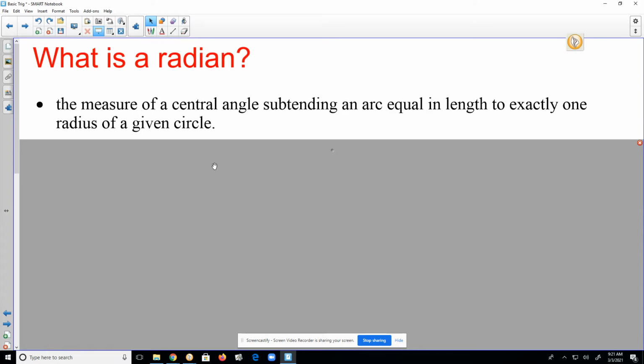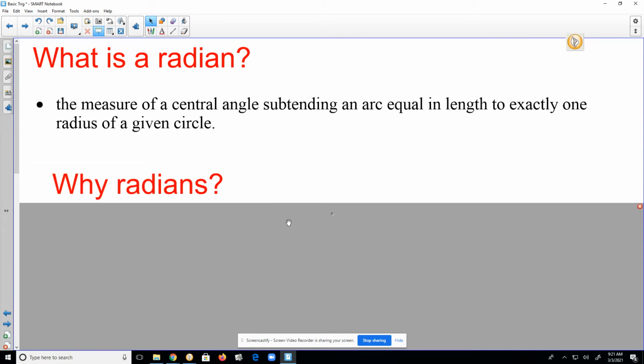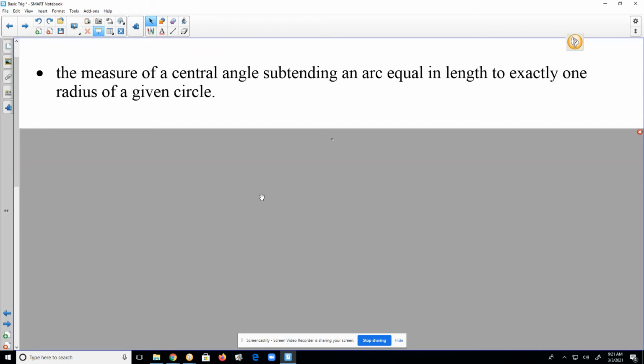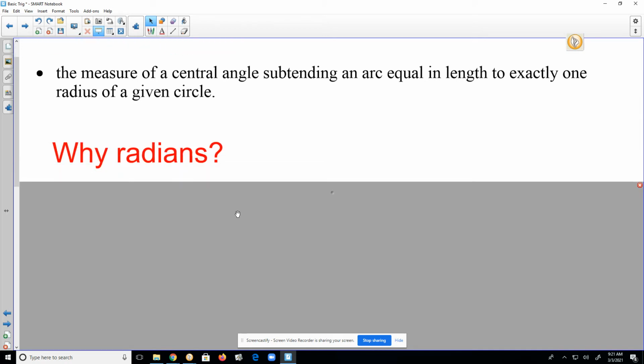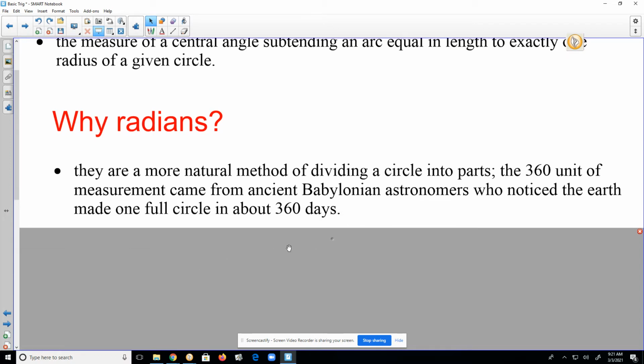So it kind of makes a little more sense than to say, well, it's about 57 degrees. So 1 radian is the angle measure that cuts into 1 radius of a circle. So why radians? We kind of talked about it. It's a more natural method of dividing a circle into parts. All right, you don't have to write all this word for word. But like, why 57 degrees?